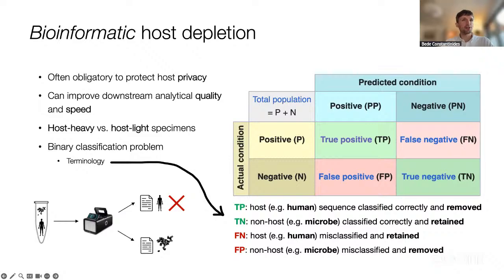Bioinformatic host depletion is really a binary classification problem. Something that makes that classification problem challenging is the high dynamic range of host DNA content across different kinds of samples that we might want to sequence. The ratio of host to microbial sequences varies a lot between sample types. For example, for human gut samples, most of your DNA sequences might be microbial, but for human skin microbiomes, human sequences could easily make up 99.9% of sequences.